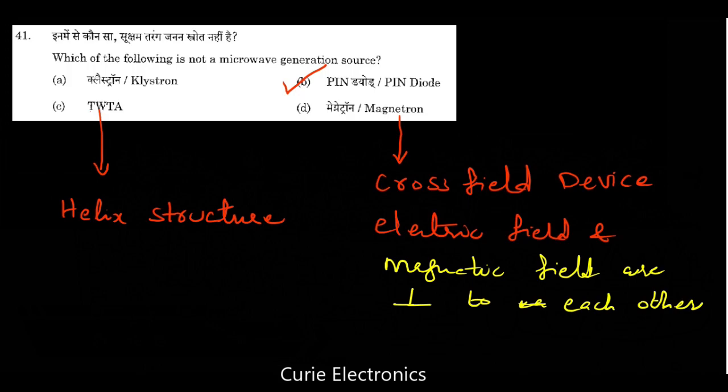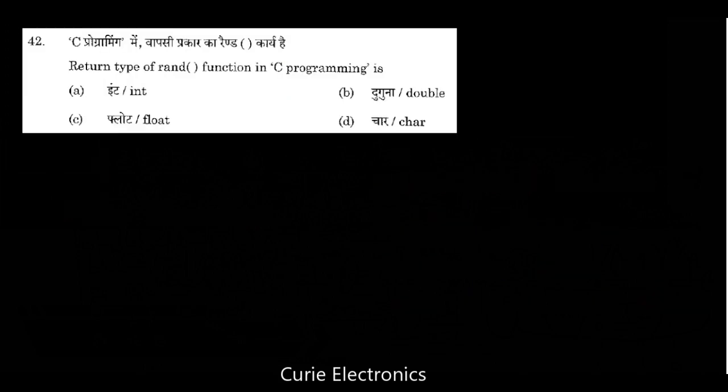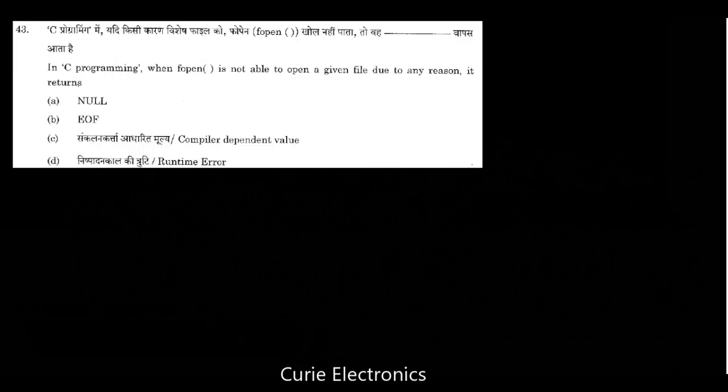Okay, let's move to the next question. Return type of rand function in C programming is int. In these questions I am not going in deep. I'll try to help you out with a different video. Return type of rand function in C is int. The rand function is used to generate random numbers.